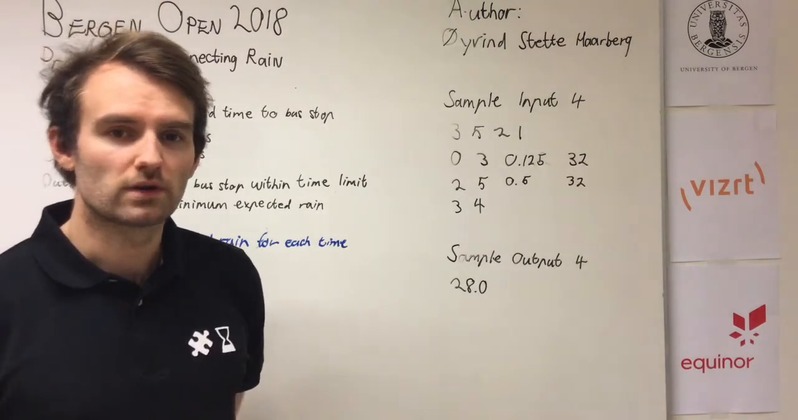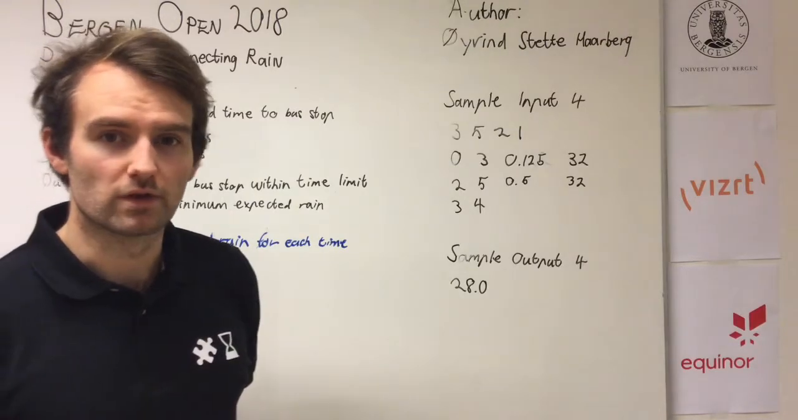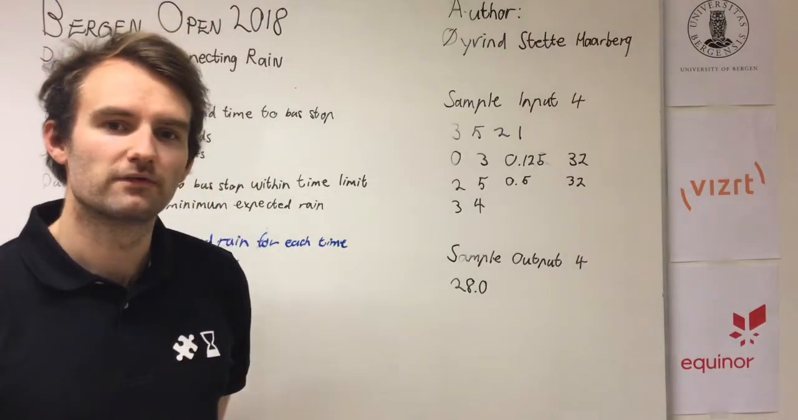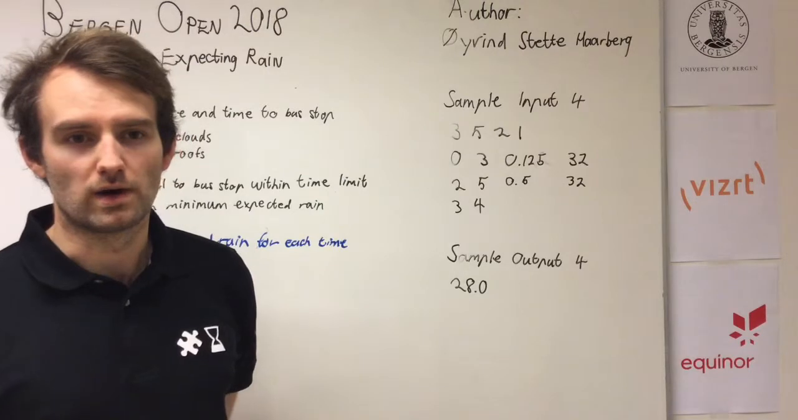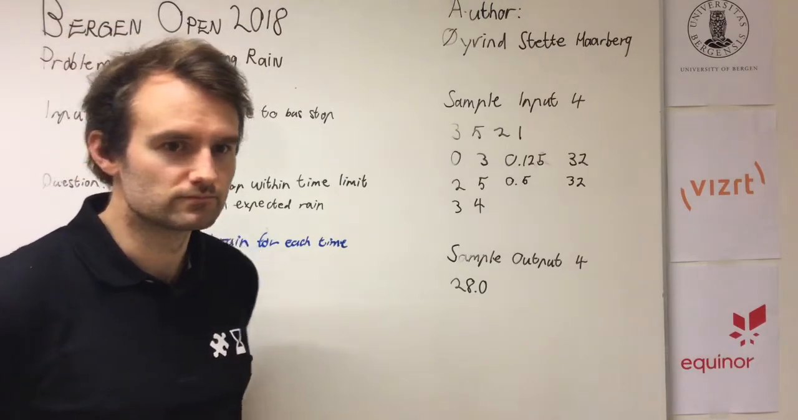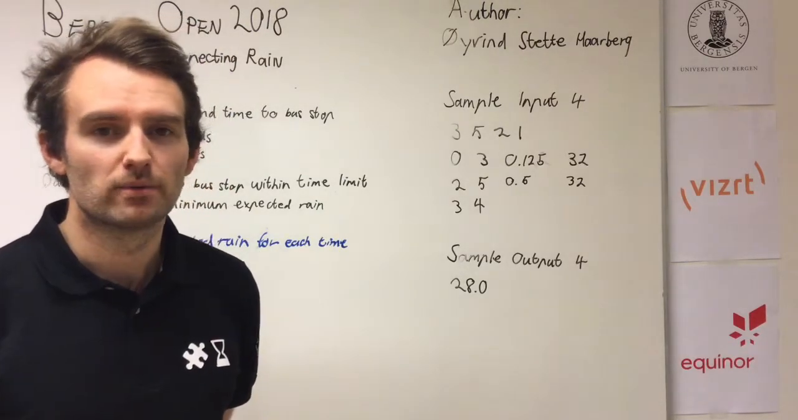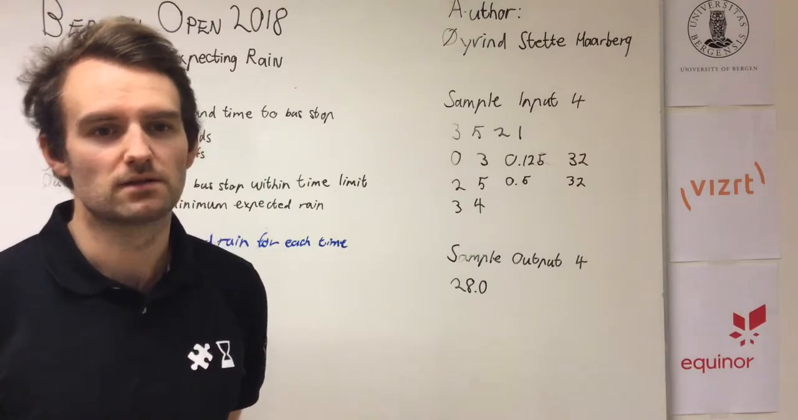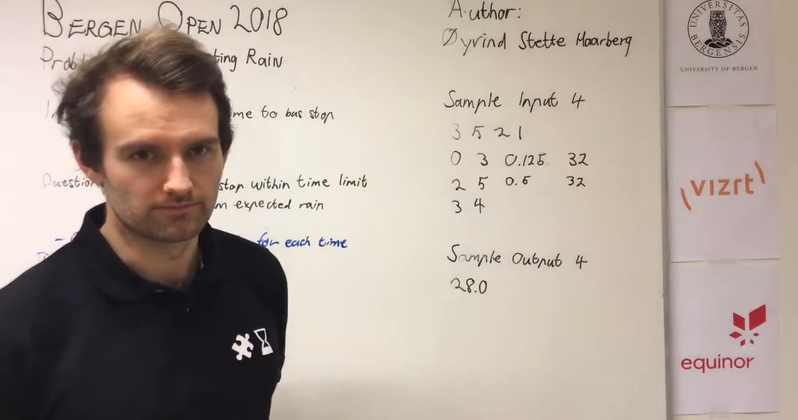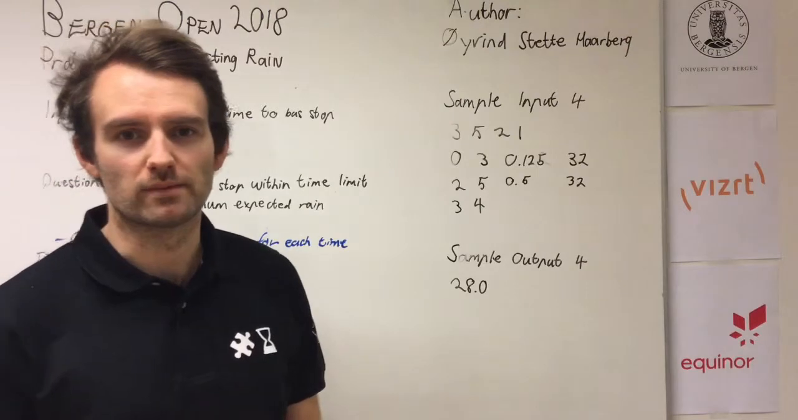We observe that while walking to the bus stop, some areas are covered by a roof, and it might be beneficial to wait while you're under a roof. We now need to calculate the minimum expected rain for each distance for each time unit. And we can do this with dynamic programming.